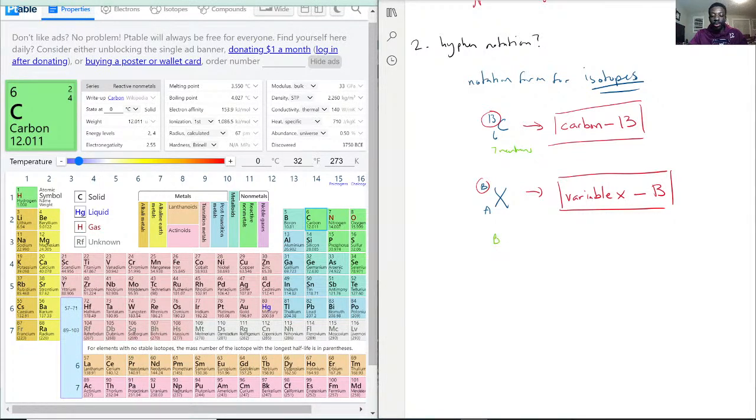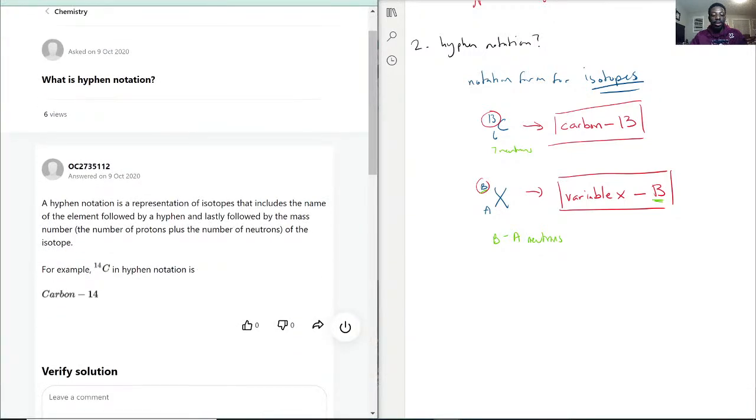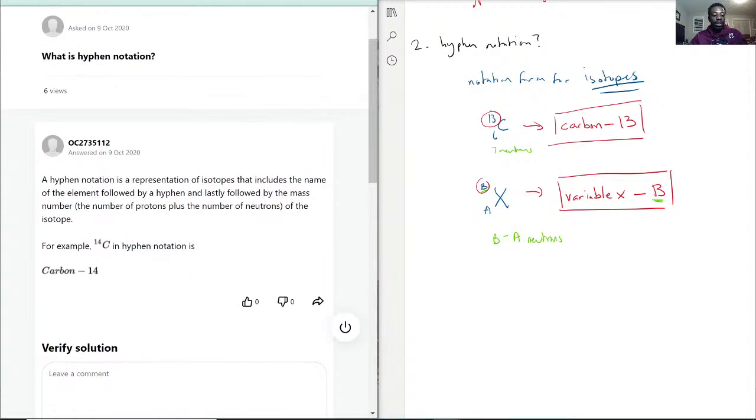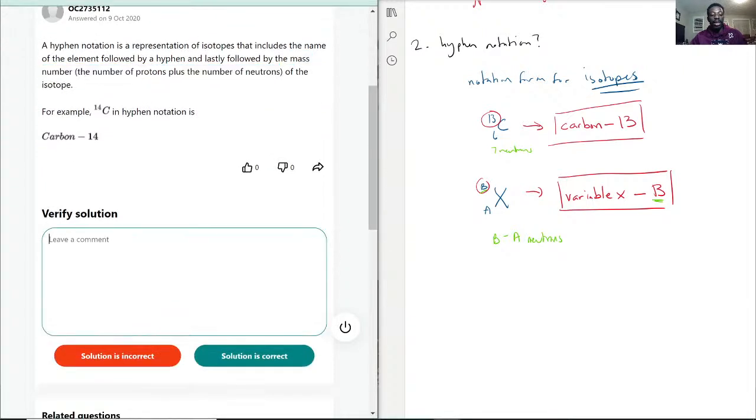And exactly, this one will be B minus A neutrons, just like how we did up there. So overall, B is the atomic mass of that isotope, which is protons plus neutrons, and that is how you would do the hyphen notation. For example, they actually use carbon 14 in this one, and that is another valid isotope for carbon. In this case, this carbon would have 8 neutrons. And it's key here: the mass number is the number of protons plus the number of neutrons of that isotope. So this is correct.